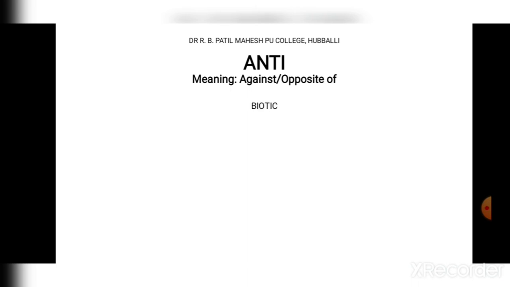First one is antibiotic, antidote, antiseptic, anti-national, antithesis, and antisocial. So if one is against society, he is termed as antisocial. So anti is used for the words to mean which is against or opposite of.